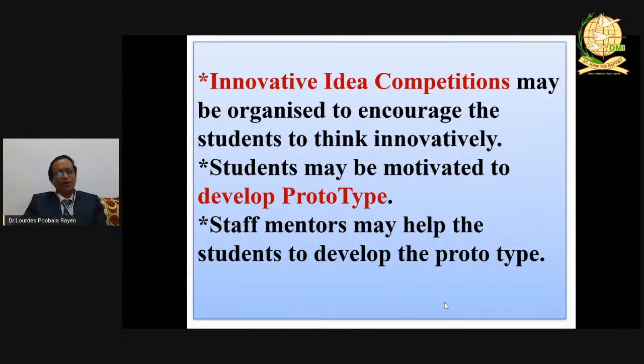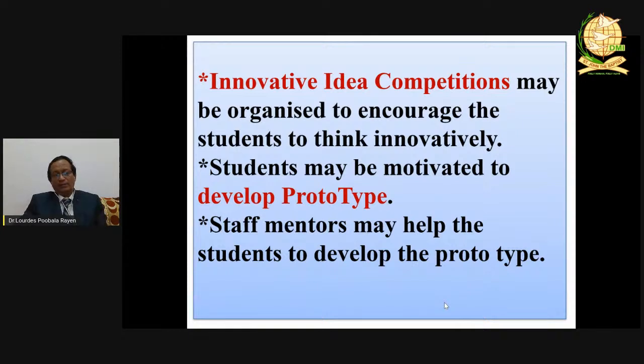We have conducted a number of idea competitions in our campus. While conducting this type of competitions, they will come with a lot of new, innovative ideas. What we need to do to promote those innovative ideas? You may give some attractive prizes. You may honor them, or you may recognize them in the college day.